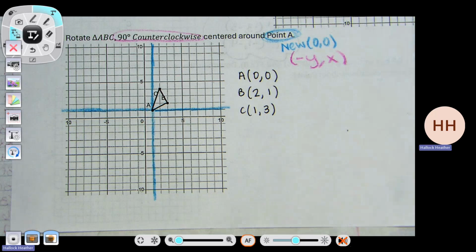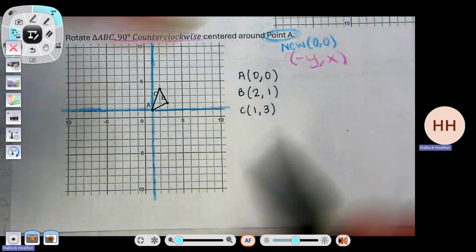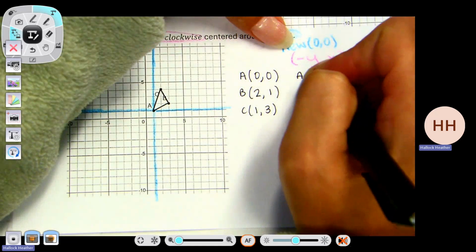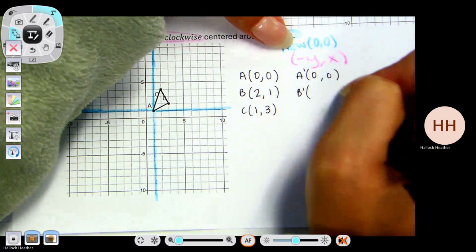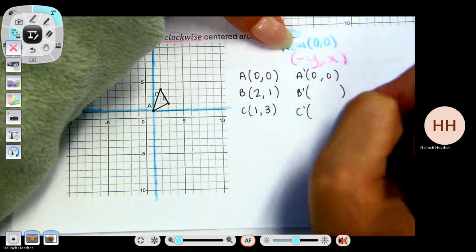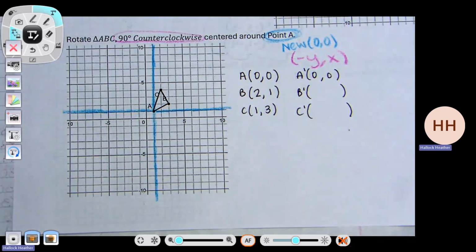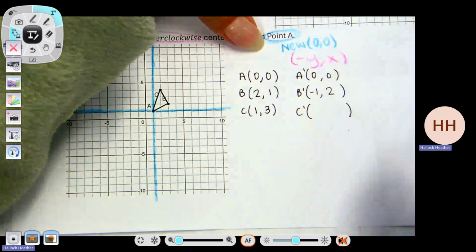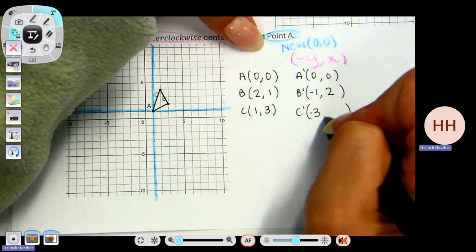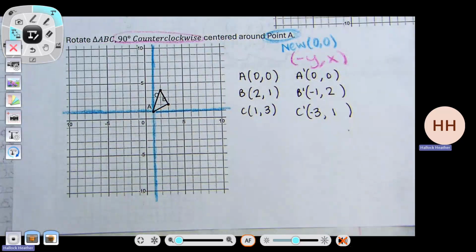0 is the only neutral number. So A stays at 0, 0. Does anybody know what B prime is? Negative 1, 2. And then C? Negative 3, 1. Okay, so when you plot these, you're using the fake 0, 0 still.